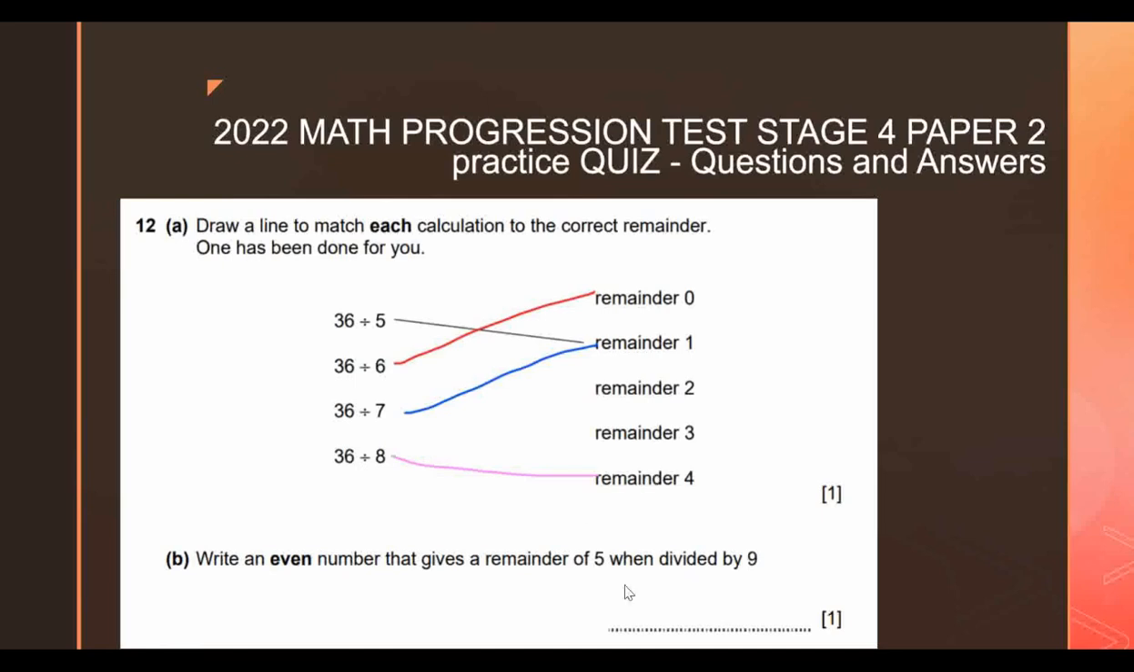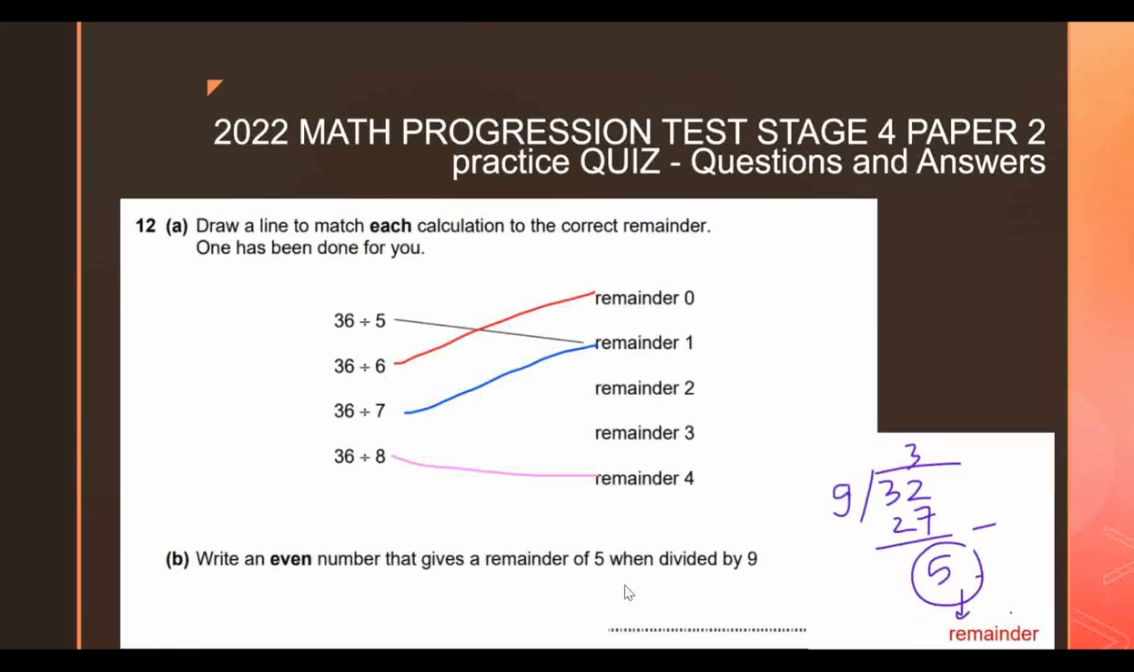Next, for this one, we get the answer of 32. An even number that gives a remainder of 5 when divided by 9. So 32, we divide by 9, it will be equal to 3. The nearest 9 times 3 is 27. When we subtract, we get 5. So that's how we get the remainder of 5. We hope it's clear. Let's move on to question 13.